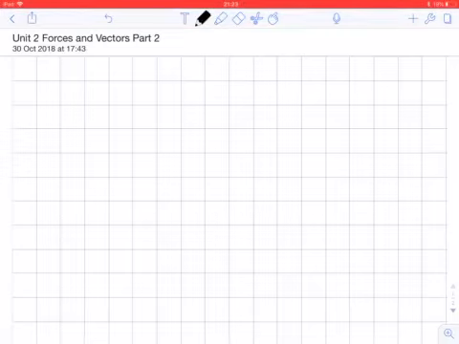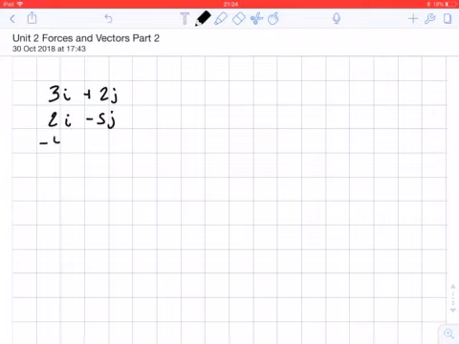So in this video we'll just explore a little bit further about how we would deal with a number of forces in vector form and how we'd work out the resultant force and the angle it would make to, say, the I or the J direction. So if I just take three forces to start with, I think 3I plus 2J, 2I minus 5J newtons, and minus 4I plus 7J newtons, and they're going to all act around a particle.